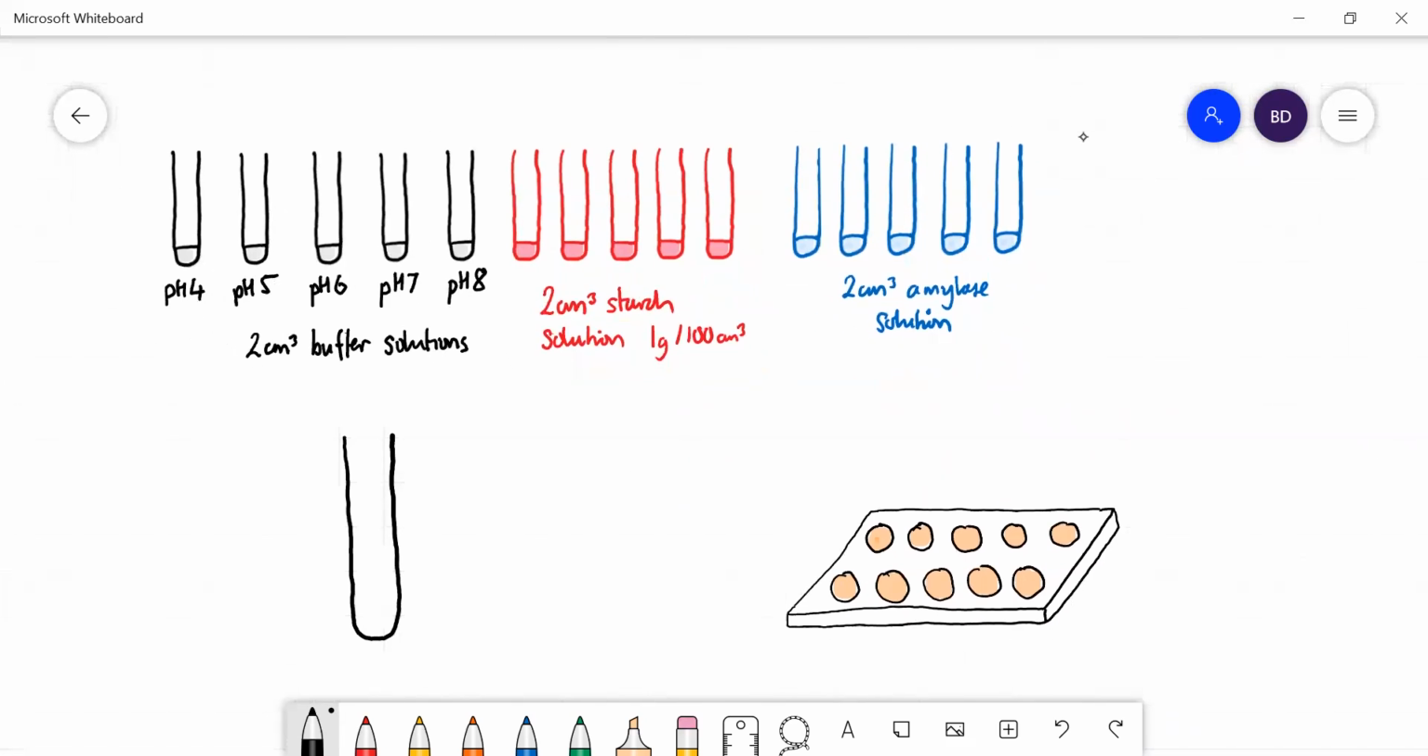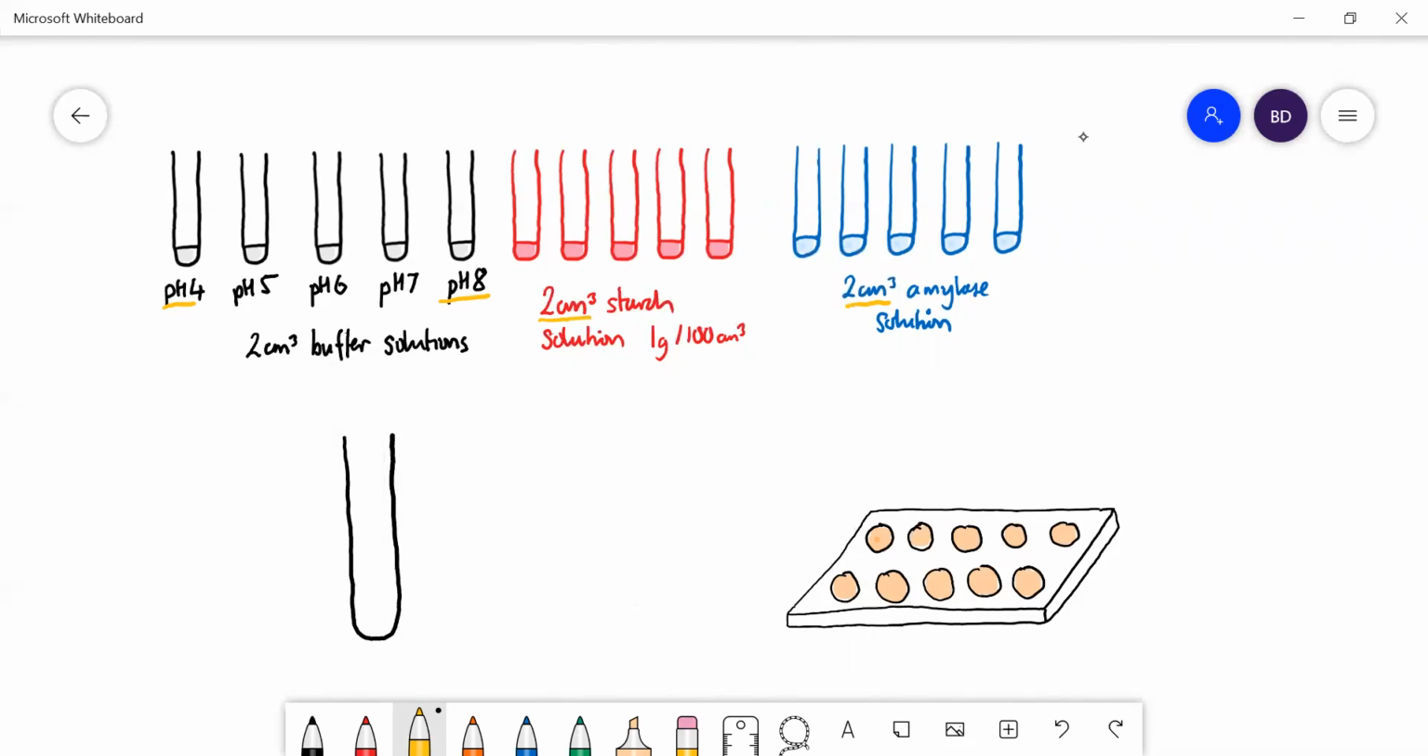We're going to test 5 different pHs. You can see them on the left. So we've got buffers ranging at pH 4, 5, 6, 7, and 8. You've got 2 centimeters cubed of buffer solution in those tubes. They all go in the water bath at 35 degrees C. Then we get 5 test tubes of starch, and we put 2 centimeters cubed of starch in every single one of those. They're all absolutely identical to each other. And another 5 tubes where we've got 2 centimeters cubed of amylase. They're all identical to each other.